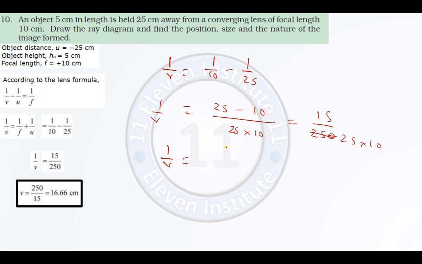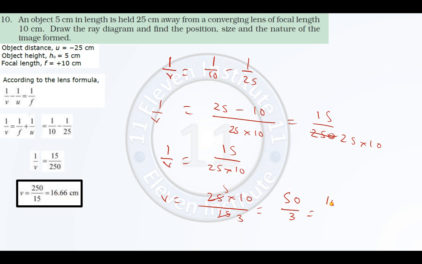1 upon V is equal to 15 upon 25 into 10. Now let us take the inverse. So V is equal to 25 into 10 upon 15. Now 5 threes are, 5 fives are, 10 fives are 50. So we get 50 upon 3. Right, so you can divide 50 by 3, you get 16.66.